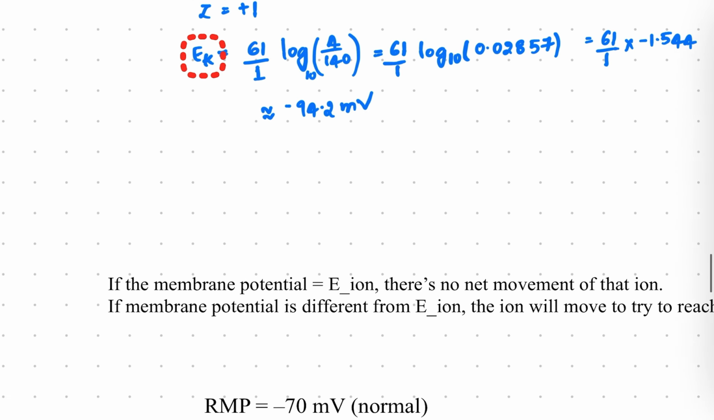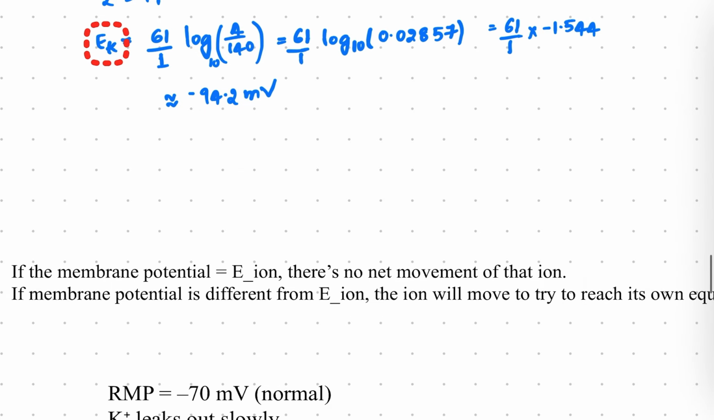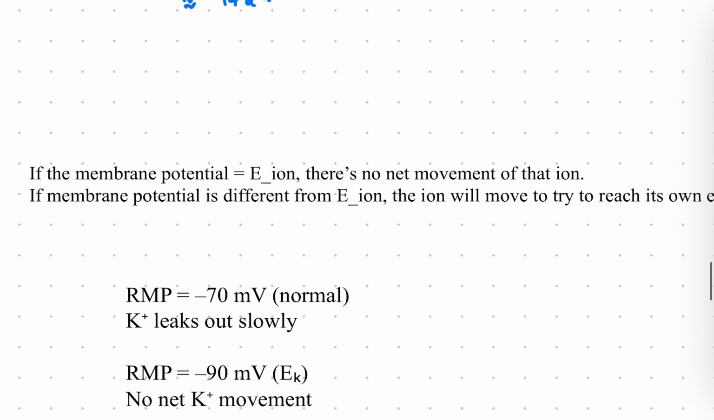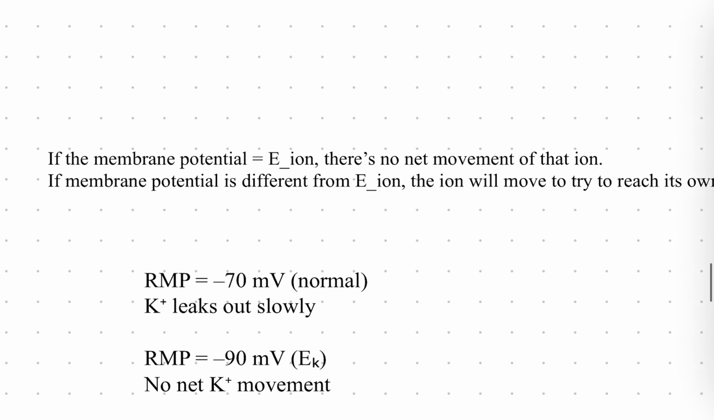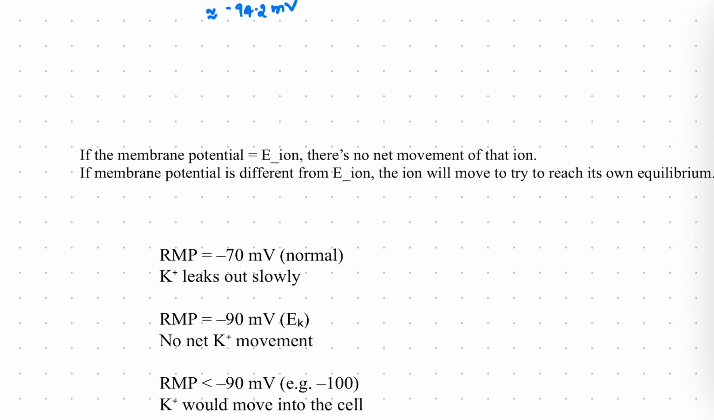So it is negative. If the membrane potential is equal to the equilibrium potential of the ion, there is no net movement of that ion. If the membrane potential is different from the equilibrium potential, then the ion will move to reach its equilibrium. The resting membrane potential of the neuron is minus 70, and the potassium equilibrium potential is minus 90.